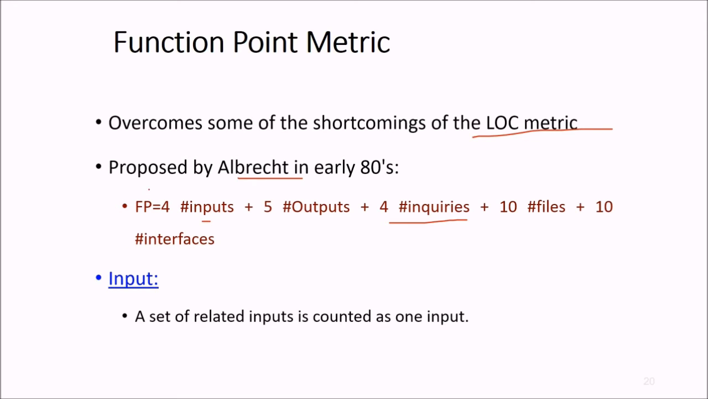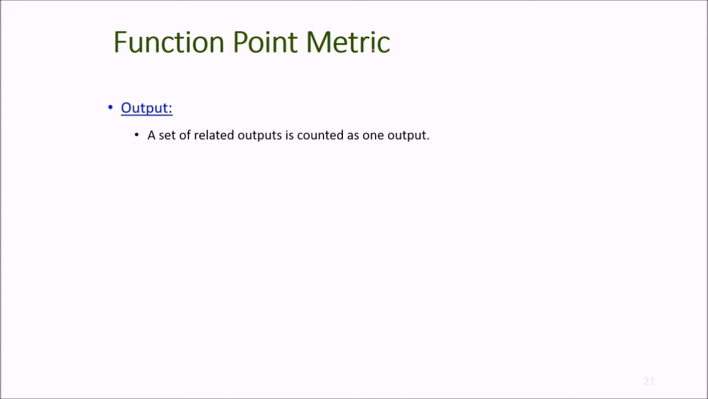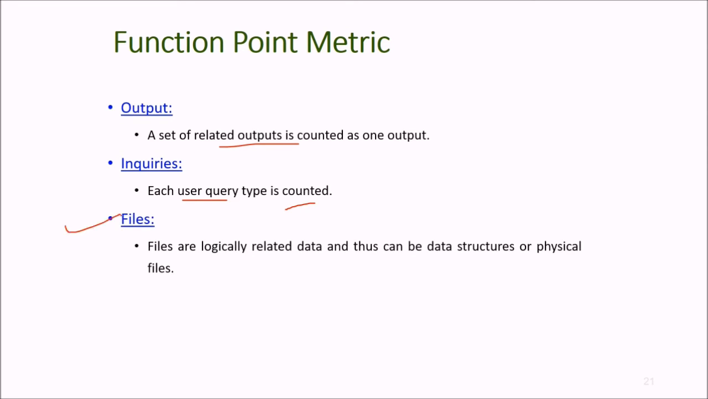What is an input? A set of related inputs is counted as one input. What is an output? Again, a set of related outputs is counted as one output, but they have to be related outputs. What about inquiries? Each user query type is counted. What about files? Files are logically related data and thus can be data structures or physical files. So data structures and physical files are generally regarded as files. If some other system is involved, then there will be a data transfer, and that will come under interface.